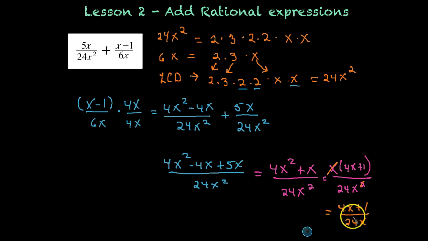But notice that we can't take the 4 into the 24 because 4x plus 1 is a binomial. It's connected. We can't take pieces away. The only reason we took the x away was because we factored it out of the binomial. Great. Let's look at another example.